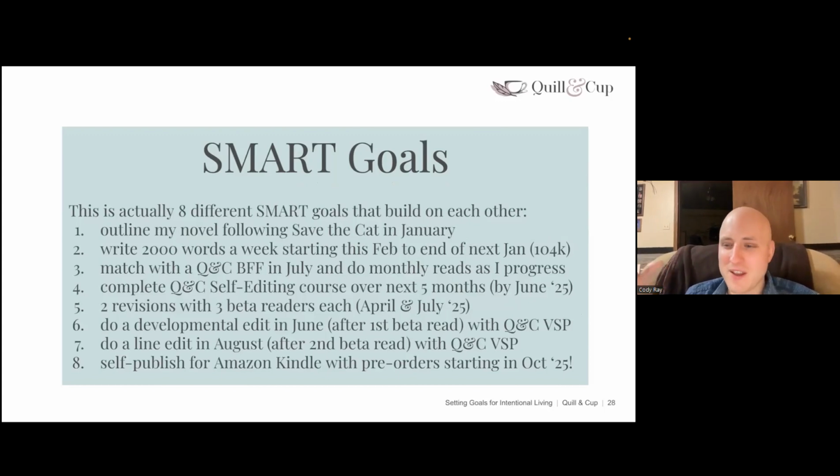You need to have an outline. So I made this as a fake roadmap, right? Maybe I'm going to outline my novel following Save the Cat in January. Then for the next year, effectively, I'm going to write 2,000 words a week. So that's 52 weeks or 104,000 words, which gets me to my target.